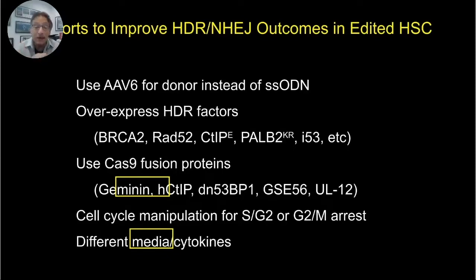We've done, and are continuing to do, multiple efforts to arrest the cells in the favorable stage of the cell cycle for HDR to occur, S/G2 or G2/M. And for the most part, we found that hematopoietic stem cells don't like to be cell cycle arrested. And I'll show you a little bit of work showing that media does make a difference.